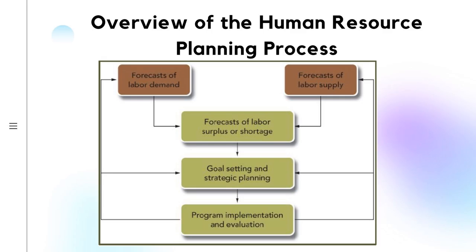Here we see a graph of how forecasting works. HR takes historical data as inputs to create informed estimates for future trends, such as labor demands and supply, to determine if the organization will have a surplus or shortage of labor. The HR will then set goals and plans to solve the perceived surplus or shortage of labor by creating a program which will then be evaluated and implemented.